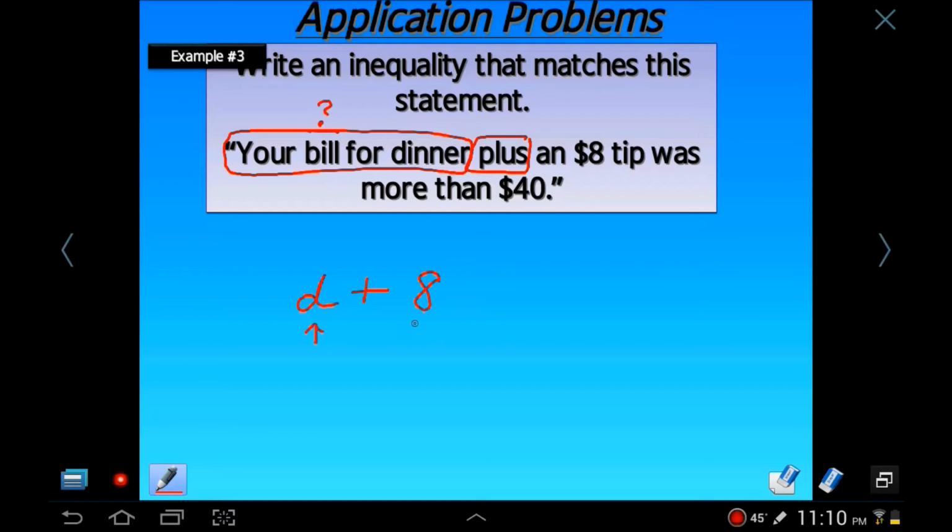So dinner increased by 8 was more than 40. More than means greater than. So like that, there you go. The dinner plus 8 was greater than 40. Now solving this is just a matter of taking the additive inverse of plus 8.